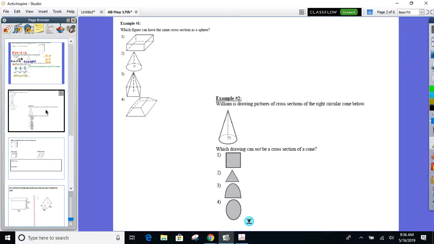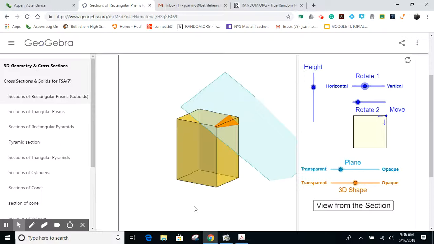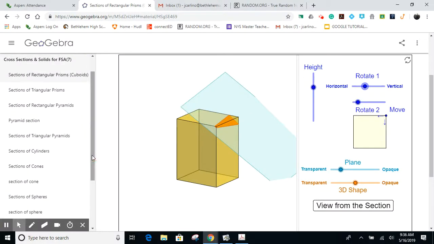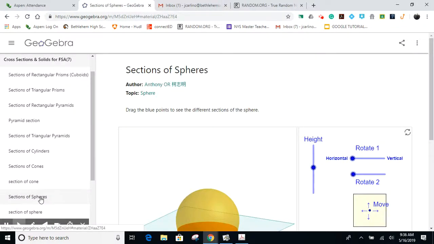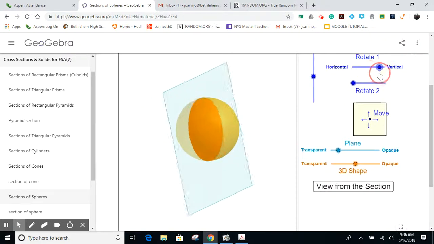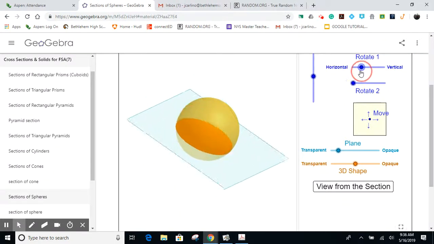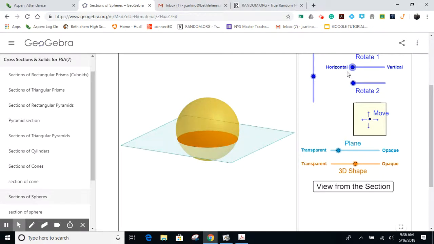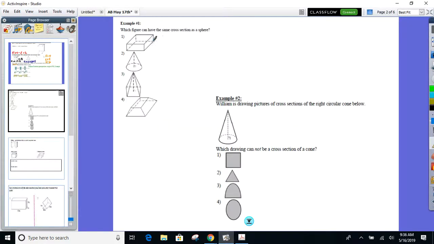Which figure can have the same cross section as a sphere? So let's think of a sphere real quick. We'll put it up on the board. Spheres, spheres. There they are. Okay, there's my sphere. Really, no matter which way I cut it, it's always going to form a what? The cross section. It's always going to form a circle. So what I'm asking is, which one of these can I cut any way and still get a circle from?